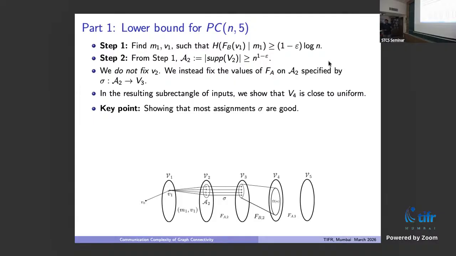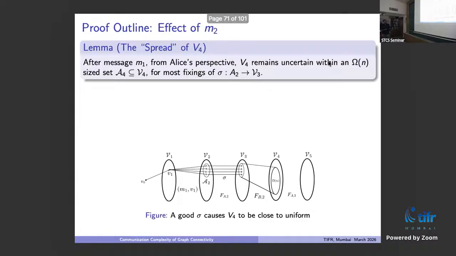Okay. So when I say fixing something as part of the input, it means I'm looking at a subrectangle which fixes that sigma. And I'm going to analyze that particular subrectangle. So there are certain subrectangles corresponding to good sigmas in which I can bound the error. Okay. And the fraction of these sigmas is large, so overall I'll be able to bound the error. Okay. And this is the main outline.